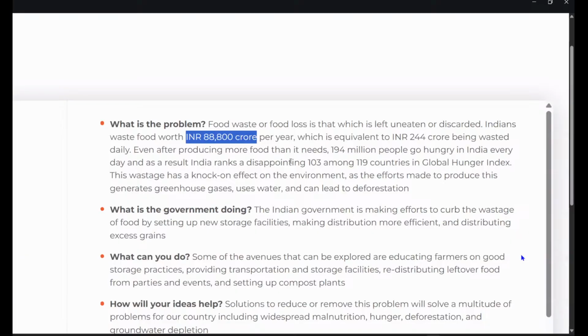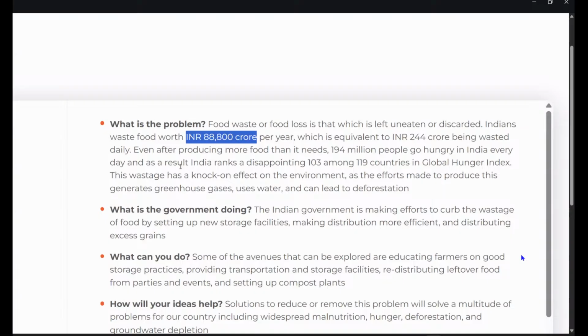What the government is doing here is trying to set up new storage facilities, making distribution more efficient, and distributing excess grain. What we can do is educate the farmers on good storage practices, provide transportation and storage facilities, redistribute leftover food from parties and so on, and set up compost plants.